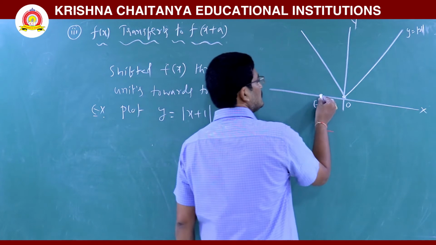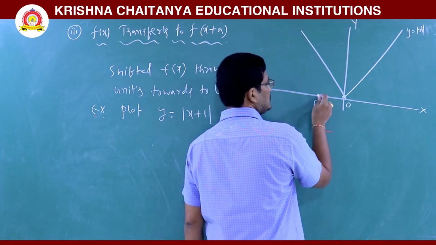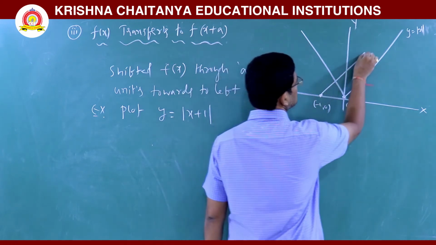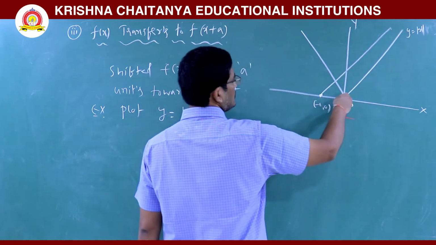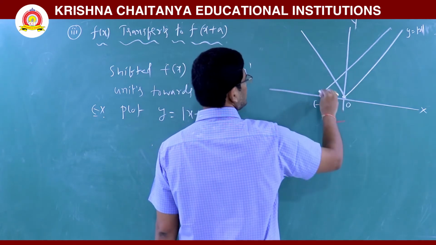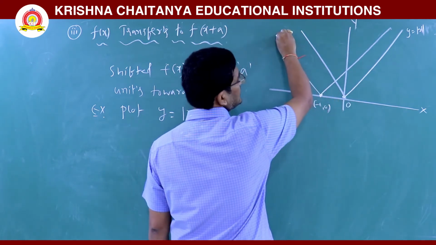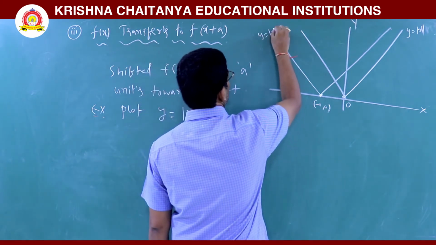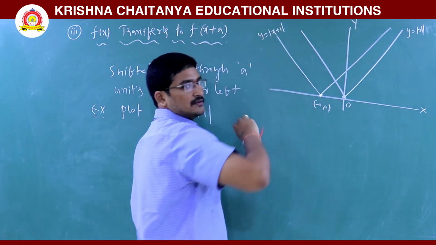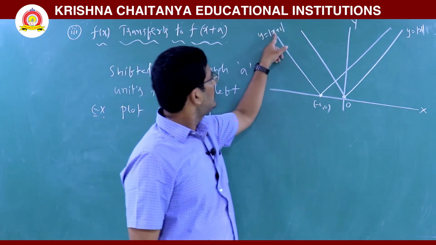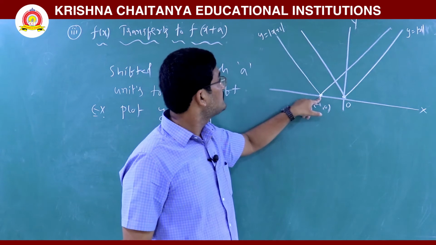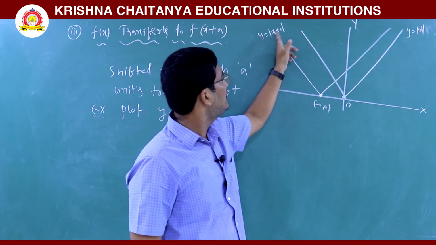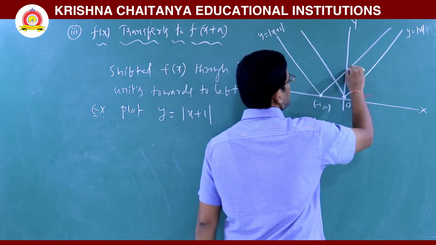Then we have to draw a parallel line passing through this point, parallel to this line. Then this should be like this. Then you have to draw a line passing through this point, parallel to this one. So this is the curve y equal to mod of x plus 1. Suppose we put x equal to minus 1, what is y? 0. So that is passing through minus 1, comma 0. On the y-axis, x is 0, if x is 0, y value is 1. So this one cuts the y-axis at 0, 1.